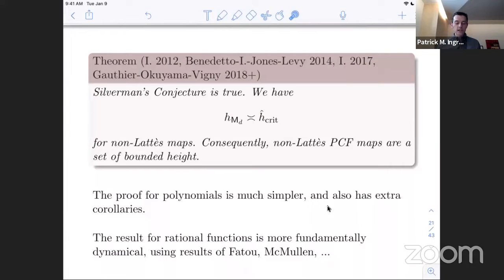And finally, there's a much more recent paper. This is a preprint. So my plus here means that this is like a preprint date. And this is, as far as I know, not appeared yet. By Thomas Gauthier, Yusuke Okuyama, and Gabriel Vigny, gave a new proof of this theorem with some additional results, basically getting around some of the dynamical machinery which we use, and giving sort of effective bounds where we gave ineffective bounds. Okay, so that conjecture of Silverman's is true.